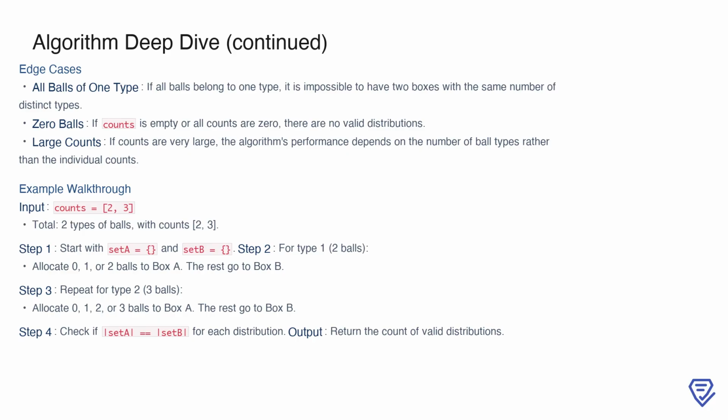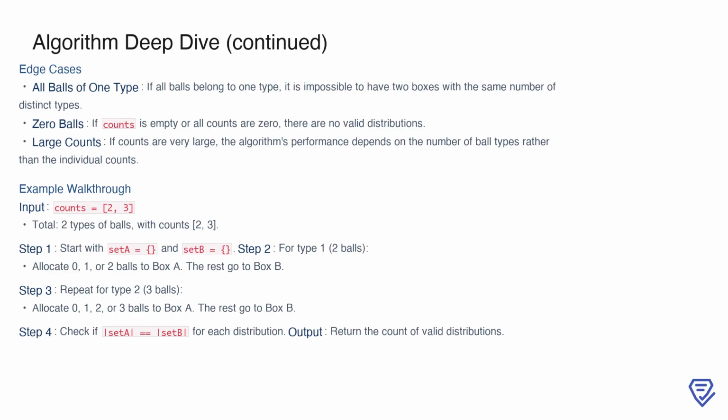When implementing this algorithm, it's important to consider edge cases. For example, if all the balls belong to just one type, it's impossible to distribute them in a way that results in two boxes with the same number of distinct types, because one box would always end up empty of distinct types. Similarly, if the counts array is empty or all counts are 0, there are no balls to distribute, so the output should be 0. Another consideration is handling large counts of balls. The performance of the algorithm is more dependent on the number of ball types rather than the individual counts, as the recursion primarily explores different ways to allocate types rather than processing each individual ball.